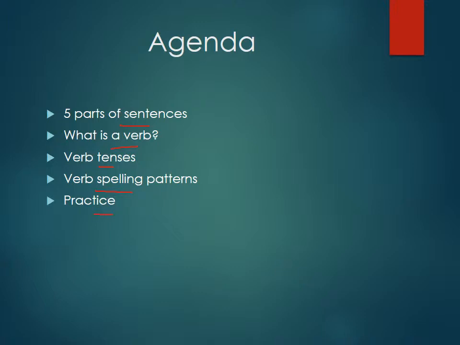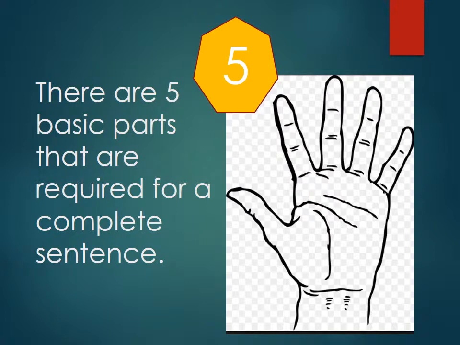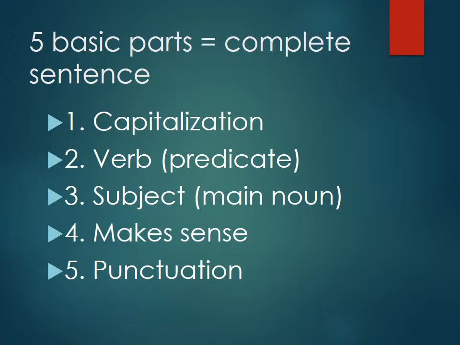So there are 5 basic parts that are required for a complete sentence, so make sure that you know these, please. And not just know them, but actually apply them to your writing at all times. So these 5 basic parts equal a complete sentence. You have to start with the capitalization. Your sentence also needs to end with punctuation, and it needs to make sense. And then in between we have verbs and subjects. So if your sentence has all 5 of these components, you have a complete sentence.